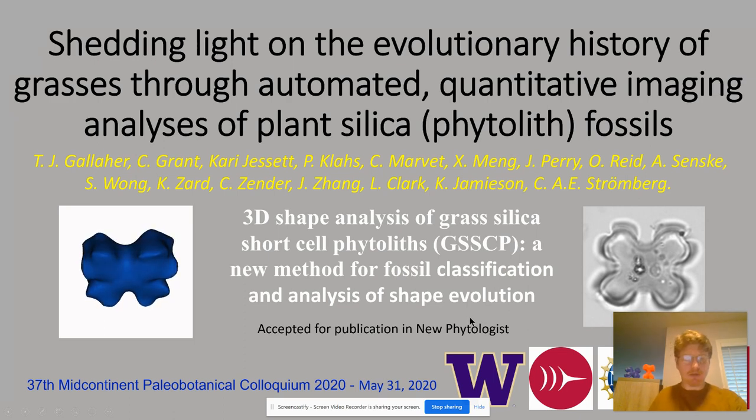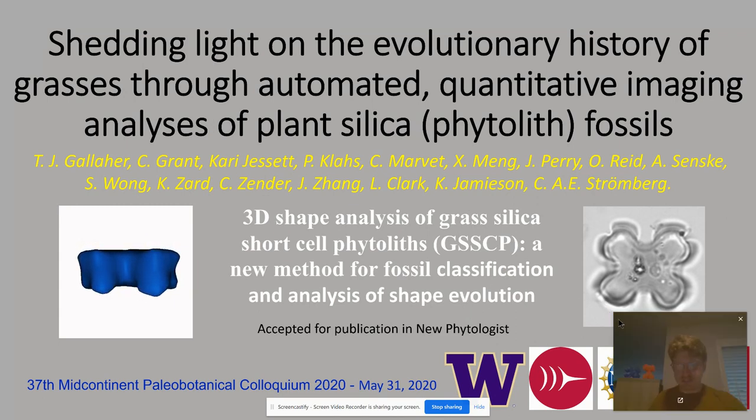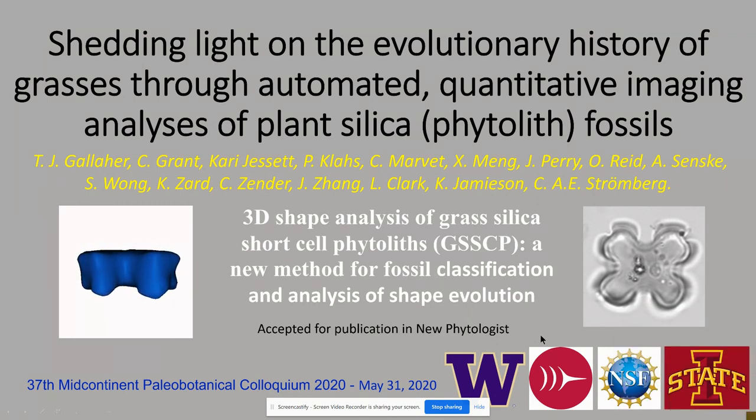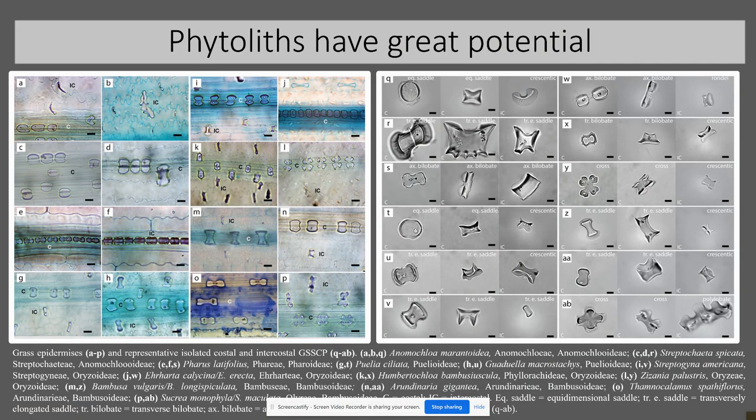I'm a postdoc in Caroline Stromberg's lab where I've been working on ways to automatically classify grass silica short cell phytoliths, or GSSCP. Phytoliths have great potential for paleobotanical research. They can be diagnostic of the taxonomic group to which they belong, and grasses in particular have very distinctive phytoliths.